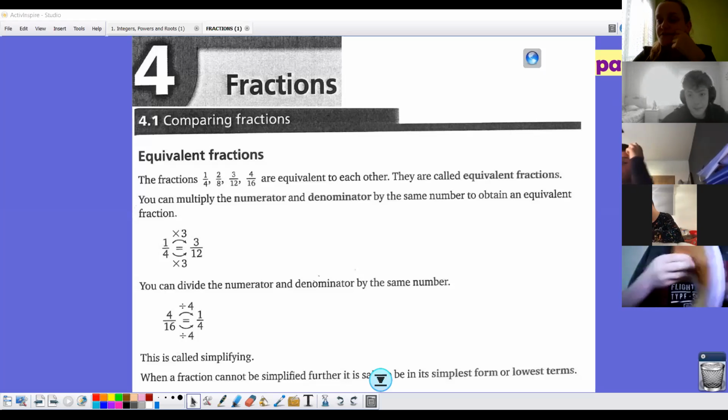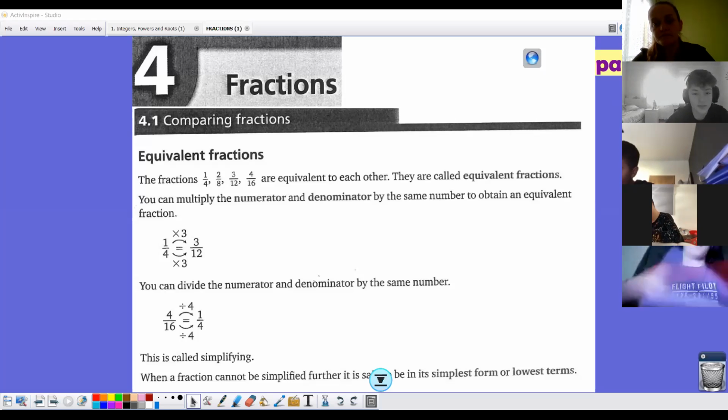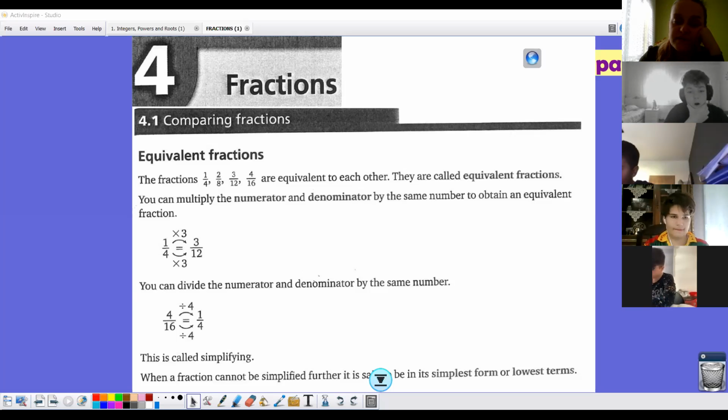Last year we studied fractions with you. Do you remember? Yes. So here, Bismillah, the first lesson is comparing fractions.